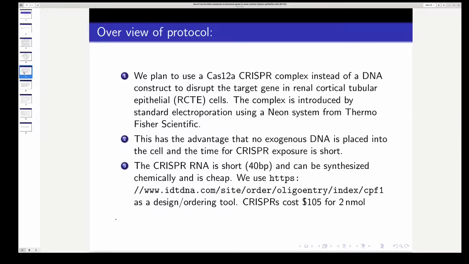So here's an overview of the protocol. We plan to use Cas12a CRISPR complex instead of a DNA construct to disrupt the target gene in renal cortical tubular cells. The complex is introduced by standard electroporation using a Neon system from Thermo Fisher Scientific. This is an advantage: no exogenous DNA is placed in the cell, and the time for CRISPR exposure should be short. The CRISPR RNA itself is short in length, about 40 bases, and it can be synthesized chemically. We get ours from IDT, and the CRISPRs cost $105 for 2 nanomoles, and 2 nanomoles is enough to do many, many experiments, as we'll see.